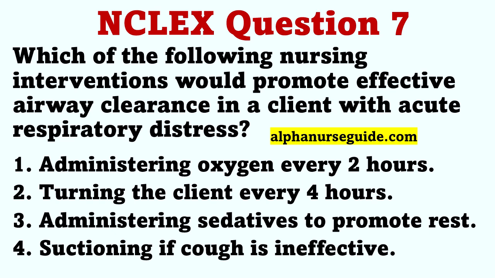The correct answer is 4. The nurse should suction the client if the client is not able to cough up secretions and clear the airway. Administering oxygen will not promote airway clearance. The client should be turned every 2 hours to help move secretions. Every 4 hours is not often enough. Administering sedatives is contraindicated in acute respiratory distress because sedatives can depress respirations.